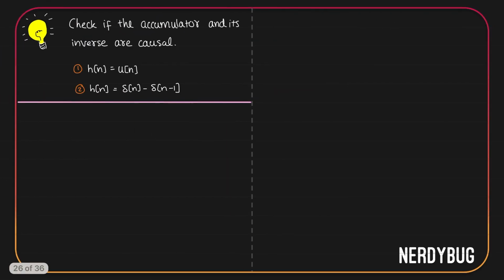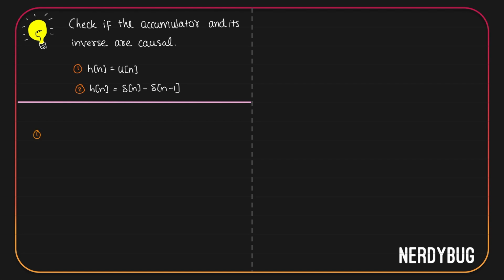Let us now solve a problem. We have to check if the accumulator and its inverse are causal. For an accumulator, the impulse response is u of n, and for its inverse, the impulse response is delta of n minus delta of n minus 1. We figured that out in one of the last problems.